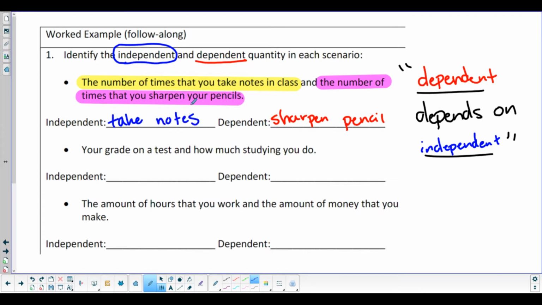Not vice versa. If I sharpen my pencil 100 times, that might have no bearing on how many notes I would then have to take. If that makes sense. Okay, let's keep going with the next one.